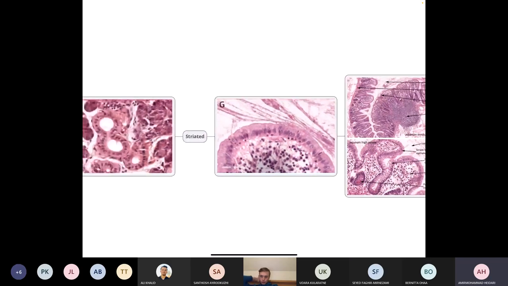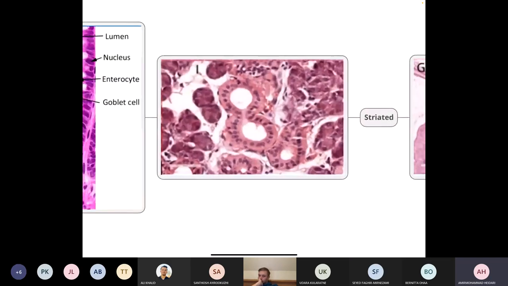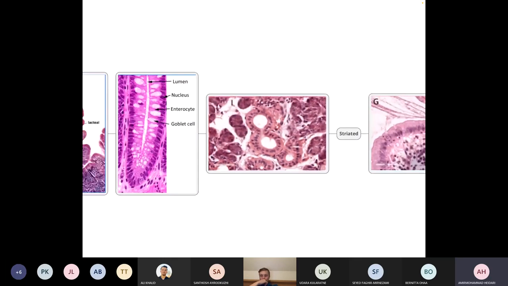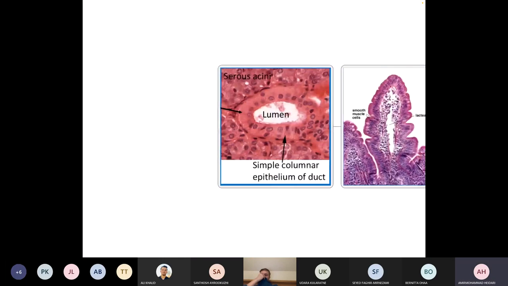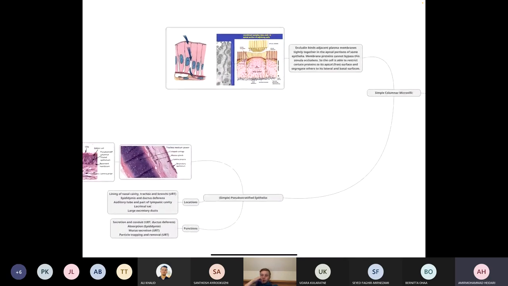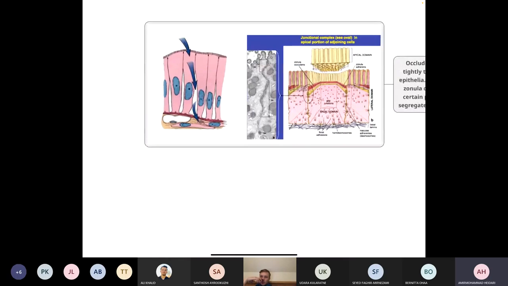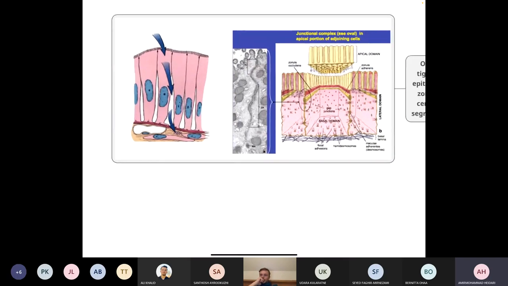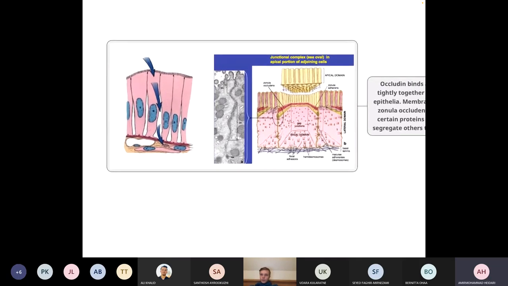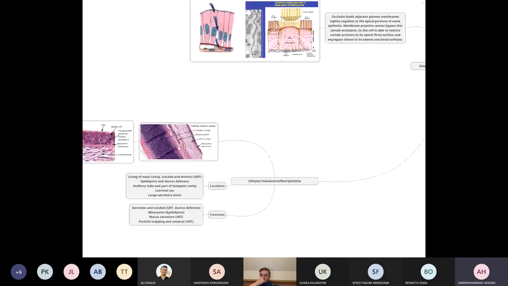The pancreas and the kidney and the thyroid. So striated here. I think this is also from one of the salivary glands. You can see different types of columnar cells. I've just given a bit more detail on microvilli and the gap junctions, but this is just in the lecture. I don't think this is very important, so you don't need to focus on this slide too much, but I just put it here for the sake of it.